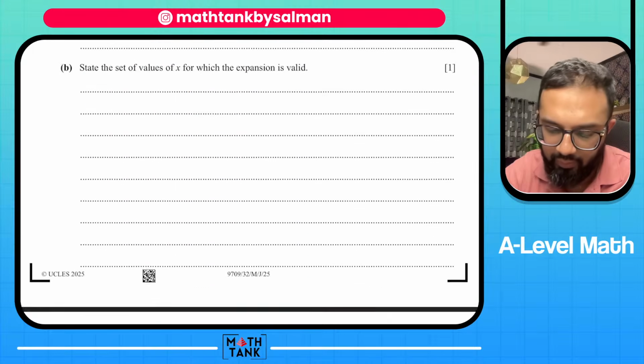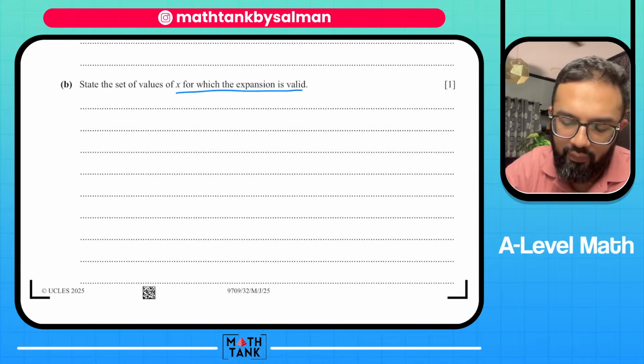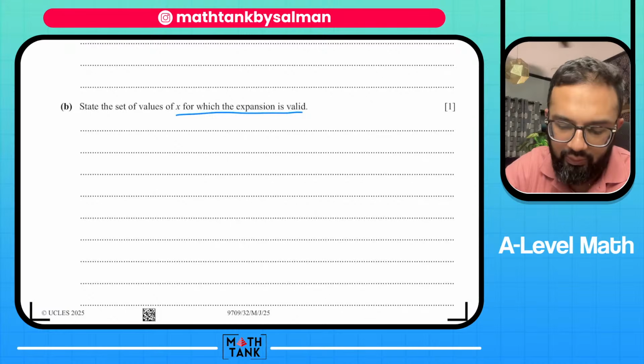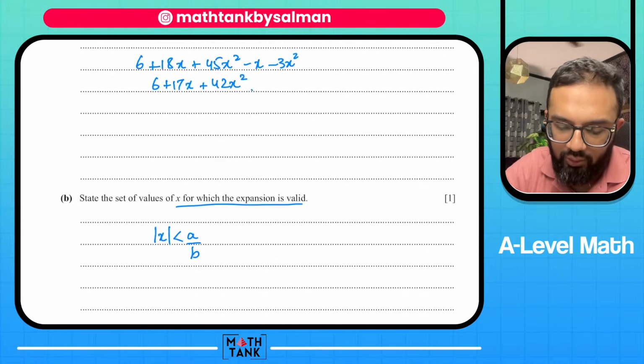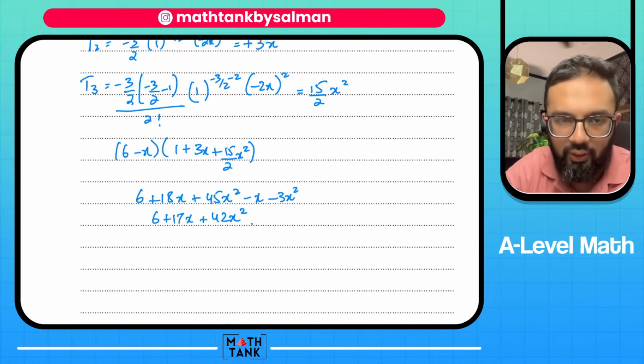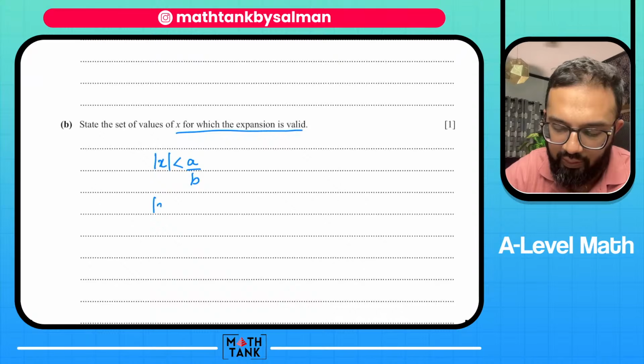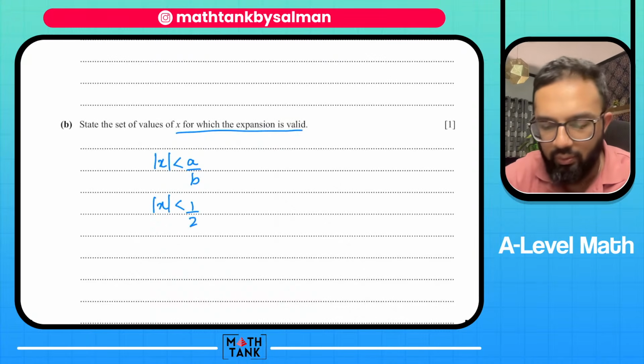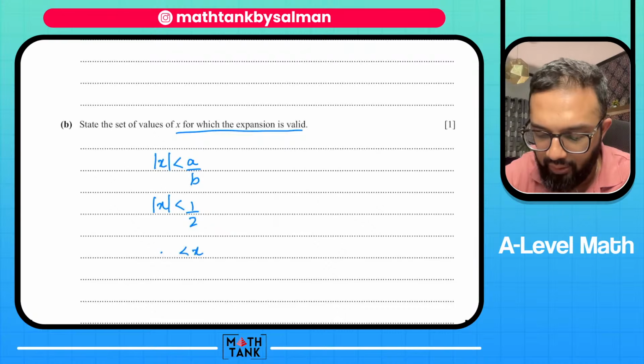Simplifying the coefficient. Yeah. Take the set of values of x for which the expansion is valid. So there is this range of validity that says modulus of x is less than a over b. What is a and b? A and b are the coefficients of these two numbers here. So you get modulus of x is less than 1 over 2. Okay, you can also write this as between minus half and half. There's an entire story behind it. If you've seen the lecture videos, you would have seen the story.